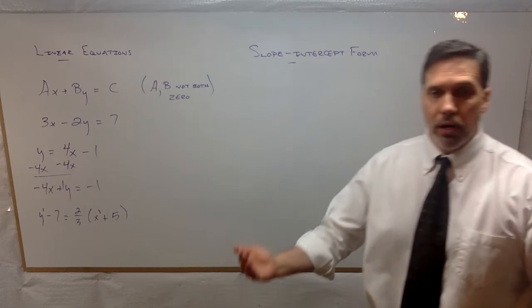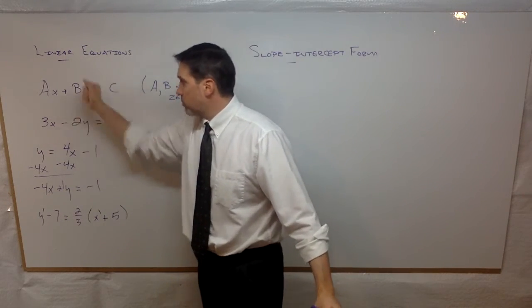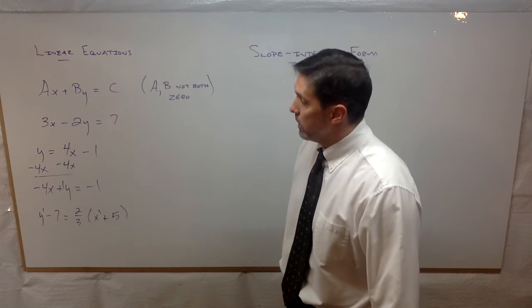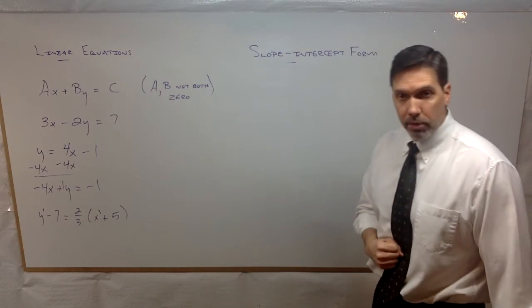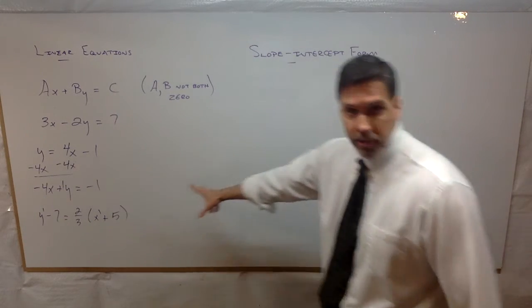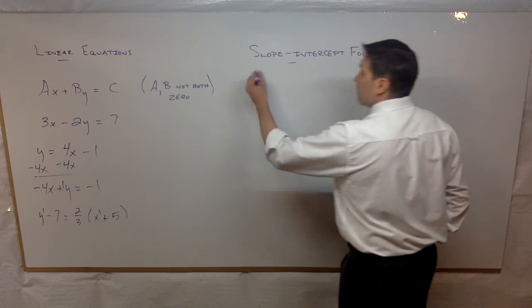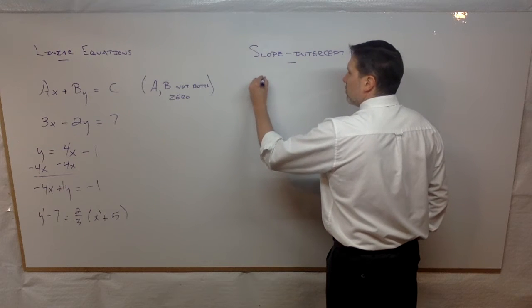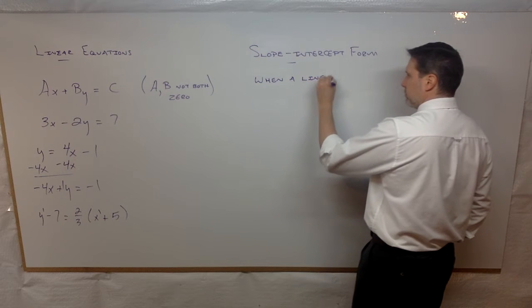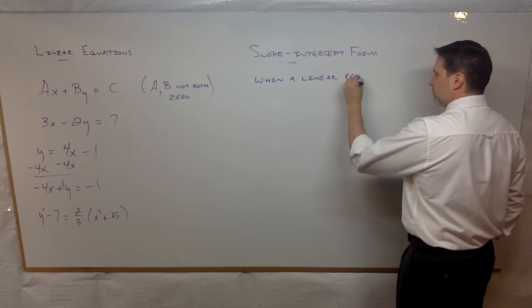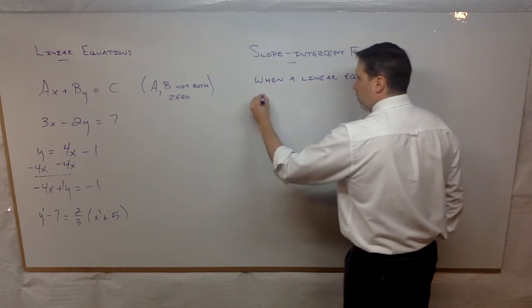It's a special way we write our linear equations. Like I said, this is called standard form, where you have your x, your y on the same side equals a number. This right here, y equals 4x minus 1, that's an example of slope-intercept form. This down there, that's another type of form that we do need to talk about. But slope-intercept form will say when a linear equation is solved for the y variable.